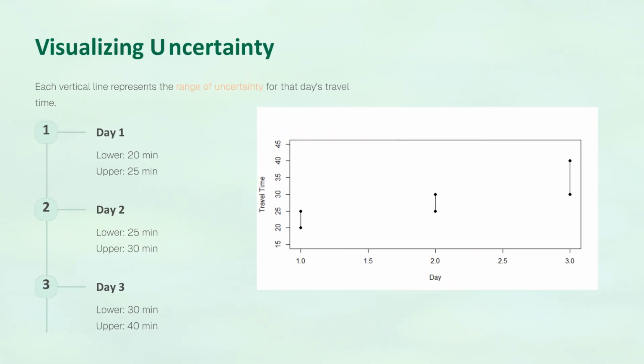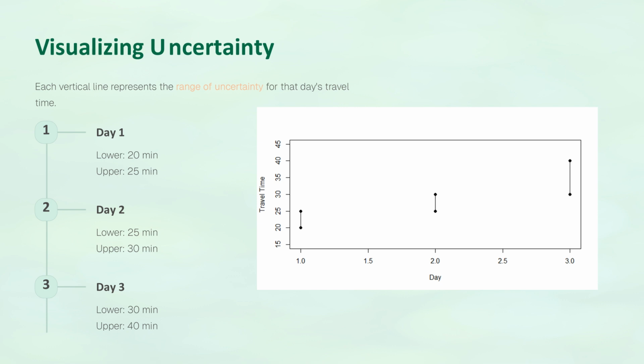Here we see how Neutrosophic data can be visualized. Each observation is represented by a vertical line instead of a single point. The lower end of the line represents the minimum possible value, and the upper end represents the maximum possible value. So instead of plotting a single point, we plot a range. This gives a much clearer picture of uncertainty in the data.